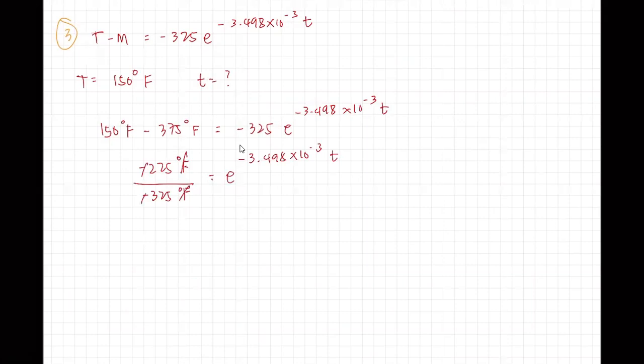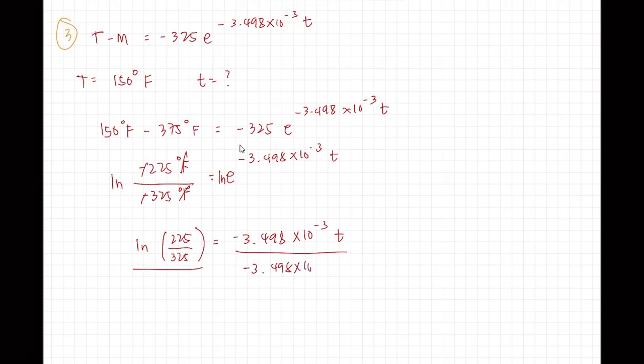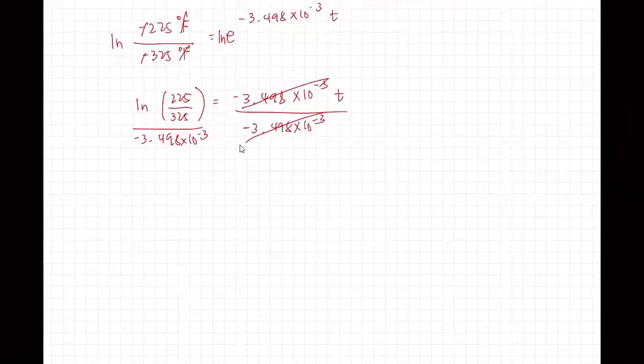Para ma-simplify si e, gagawin natin ln parehas, both side. So this will be ln of 225 over 325 is equals to negative 3.498 times 10 to the negative 3 t. Then dividing both side by yung value ng k natin, 3.498 times 10 to the negative 3, cancel out. So yung time natin will be ln 225 over 325 divided by negative 3.498 times 10 to the negative 3.